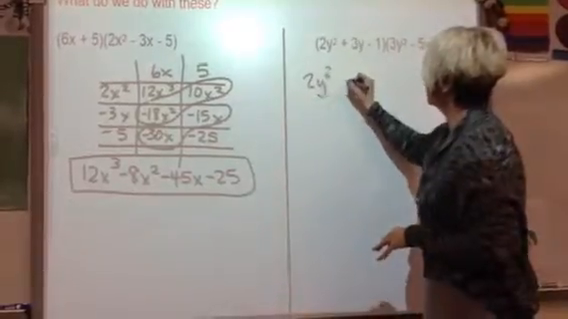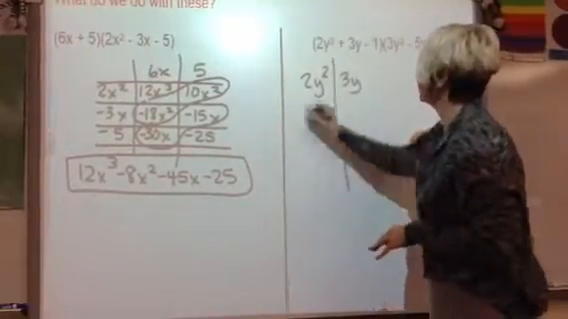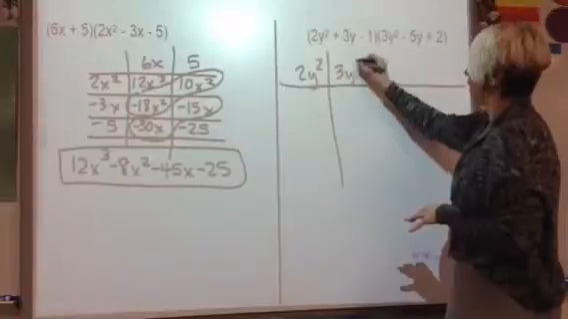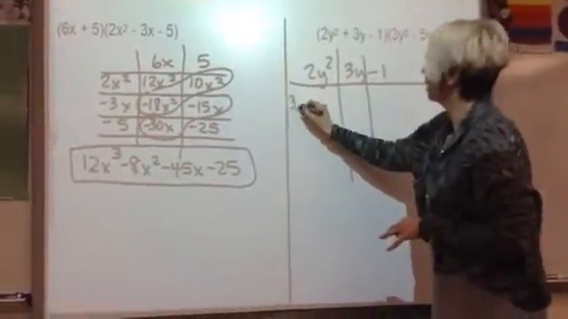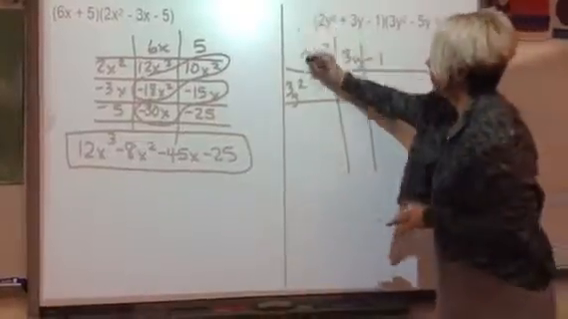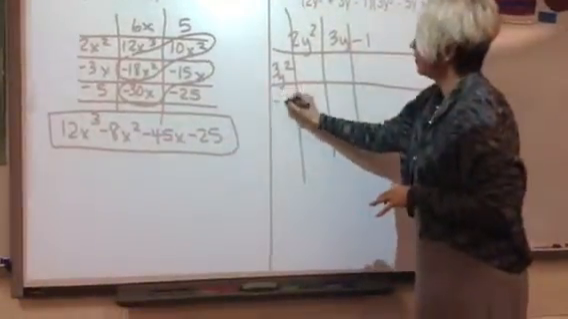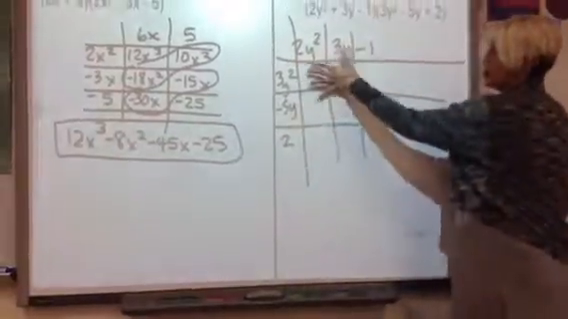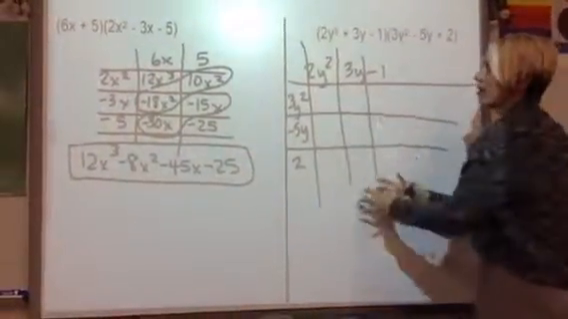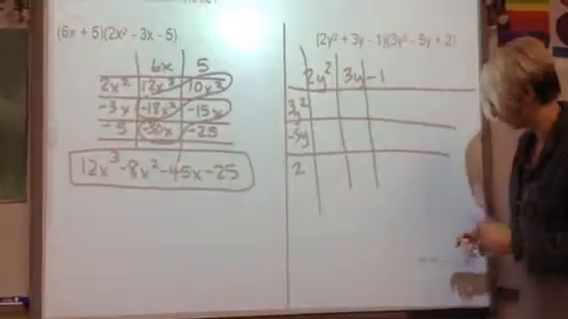So we have 2y squared, 3y, and negative 1. And then across the bottom here we have 3y squared, negative 5y, and 2. So I'll set this up in your notes. You go ahead and multiply out and find your final expression. Okay.